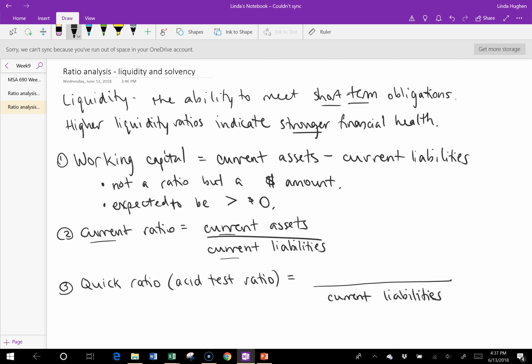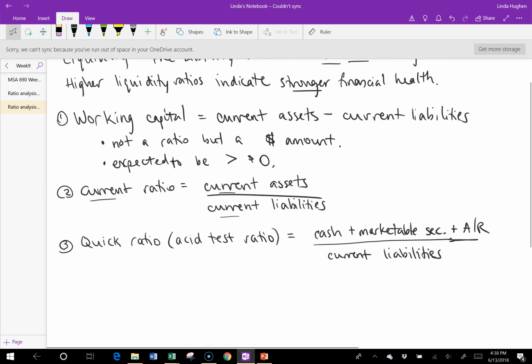The quick ratio is going to include cash, marketable securities, if there are any. Remember, these are the short-term investments that the company has, highly liquid investments. And we include accounts receivable. So what are we not including here? This looks very similar to the current ratio, but what current assets are we not including in the quick ratio?